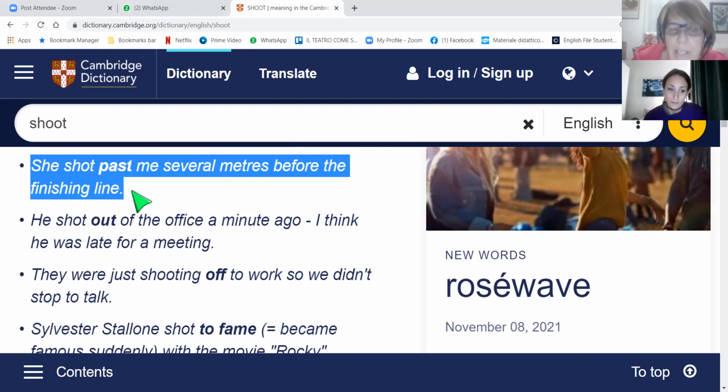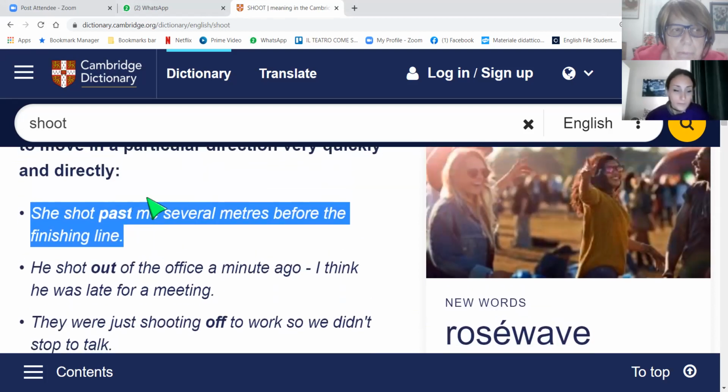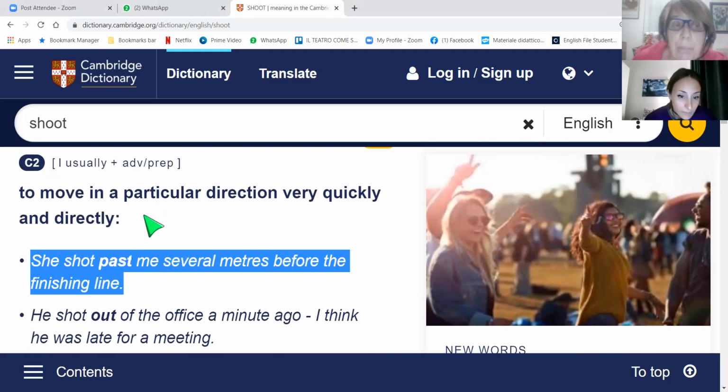Now, this one, is it giving you, do you understand it? To move in a particular direction very quickly and directly. Ok, sì. È andato sparato, direi. Sì. No? Ok? Should pass. Pass me.